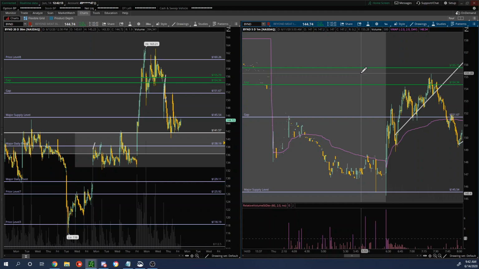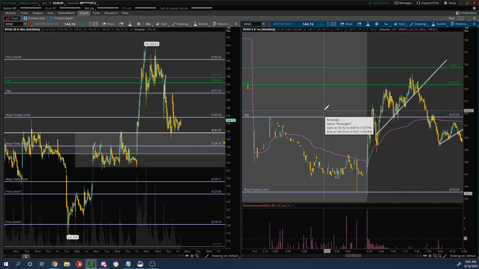So yeah, this one's really simple again, guys. You just look where the buyers were underwater, and as it's coming up, you want to look for signs and signals of that trend change.